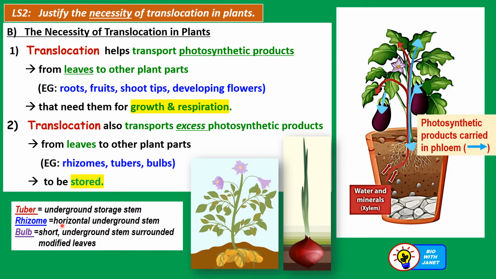All right. A bulb is a short underground stem which is usually rounded like that, as in the onions. In the onion, it is surrounded by modified leaves. Okay, so the modified leaves or scale leaves in the bulb store the organic food substances like sugars.